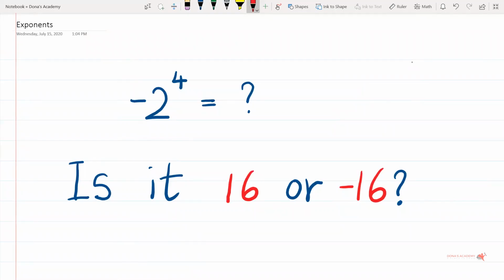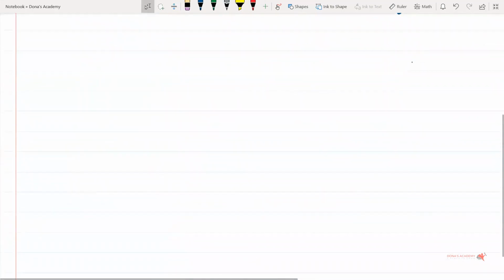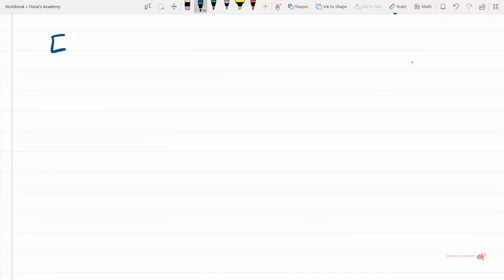So today I am beginning pre-calculus lesson 1, which is exponents. Okay, so first of all, I would like to go over the exponential notation.